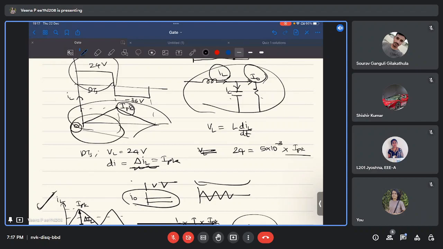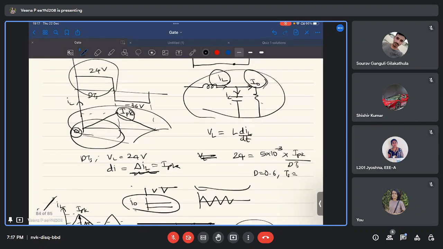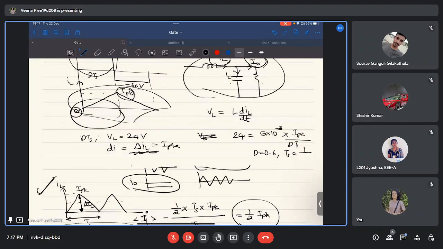During what time is the change happening? DTS. So DTS is there. Now D is 0.6 and TS is 1 by the switching frequency, which is given in the problem as 100 kilohertz. So 1 by 100 kilohertz means 100 into 10 raised to 3.